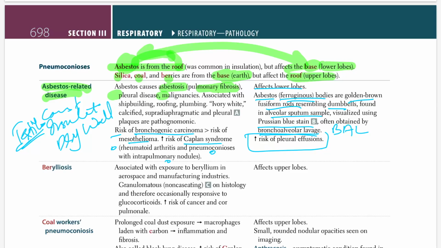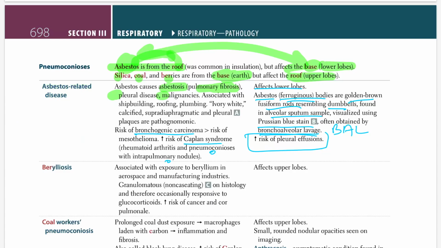Okay, now important things. Let's talk about some more extra stuff. Asbestosis is mostly asymptomatic for about 20-30 years. So somebody who's working here is going to be asymptomatic for 20 to 30 years, and then they will develop clinical manifestations.